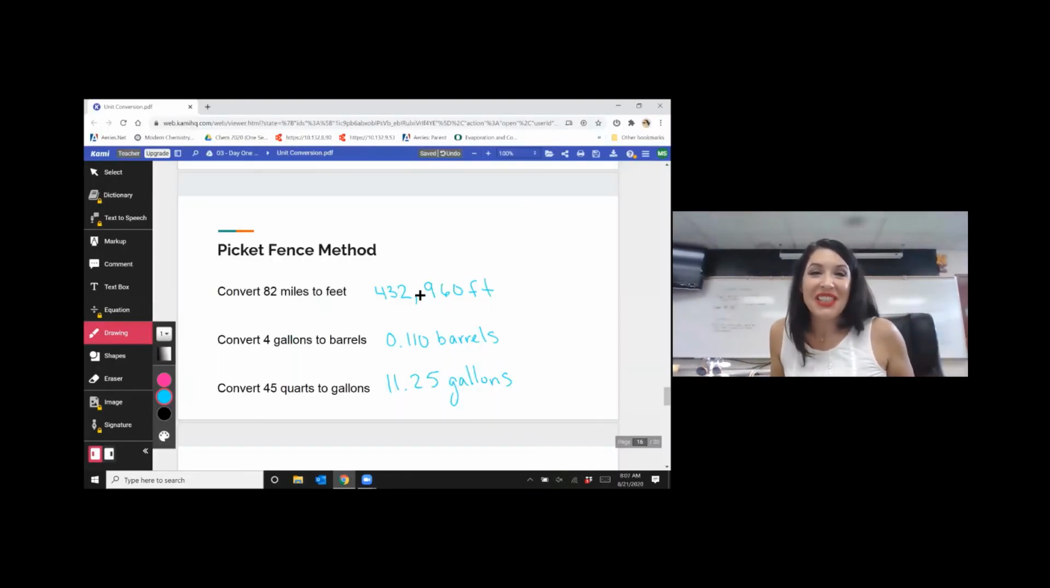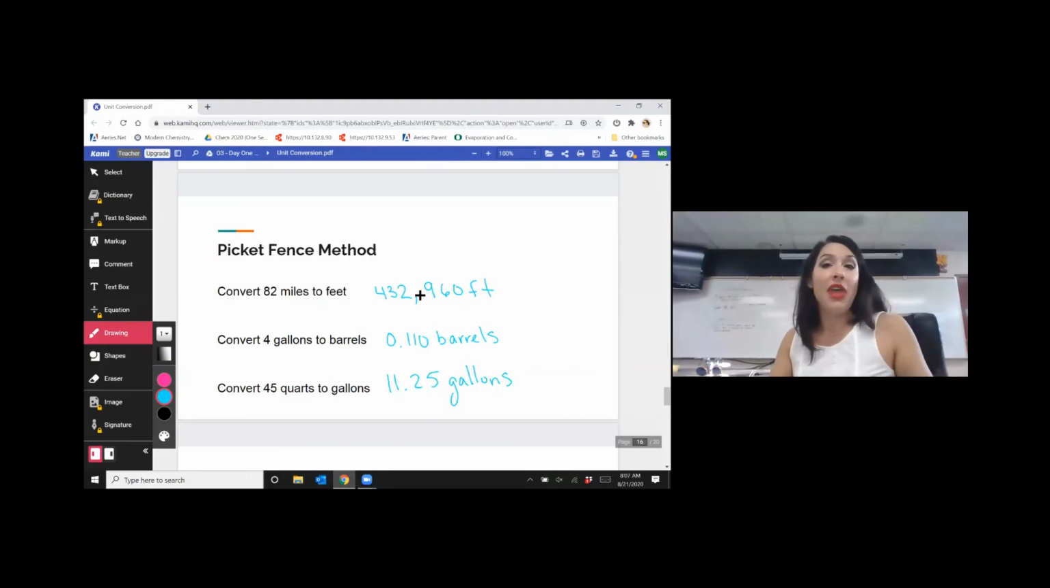So how'd you do? Converting 82 miles into feet, you should have gotten a much larger number because feet are a smaller unit than miles. I got 432,960 feet. Converting gallons into barrels, I got 0.110 barrels. And for the final problem, 45 quarts into gallons, the answer is 11.25 gallons.